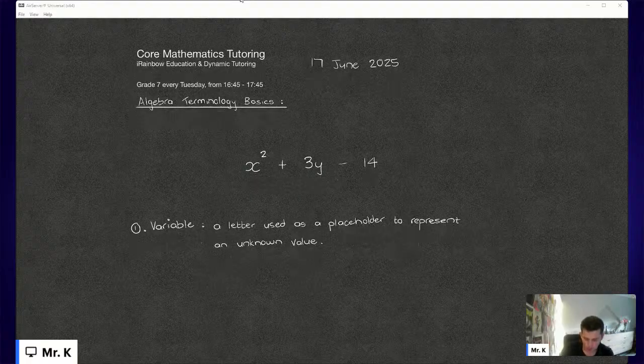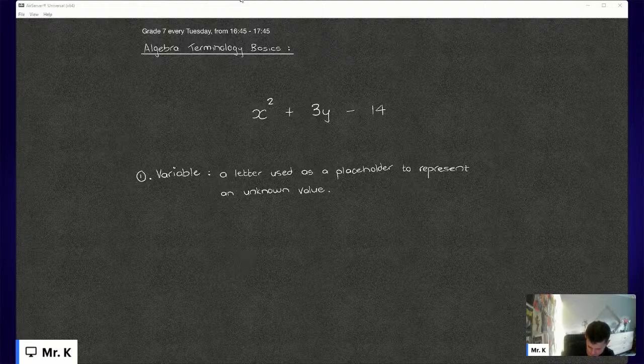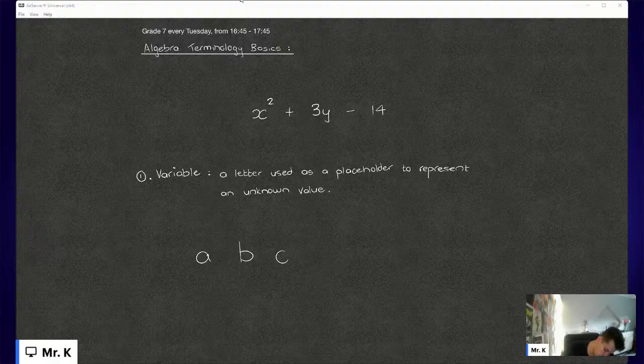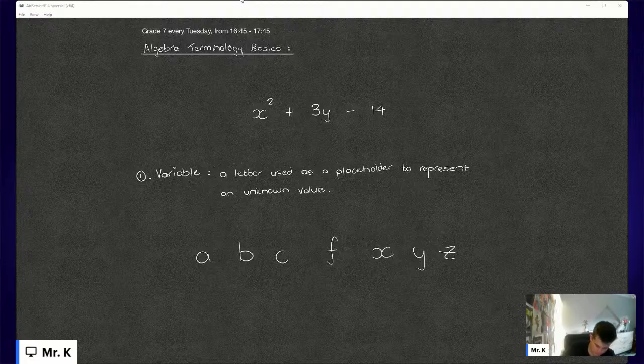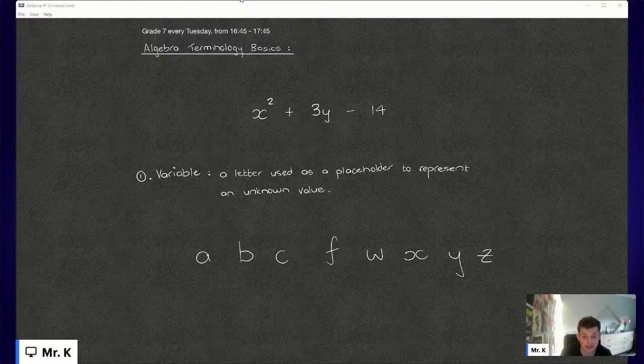Now, when it comes to variables, the most common letters that we use in maths are going to be A, B, C, F, W, X, Y, Z. Okay. These are the most common letters that we use when we talk about variables.